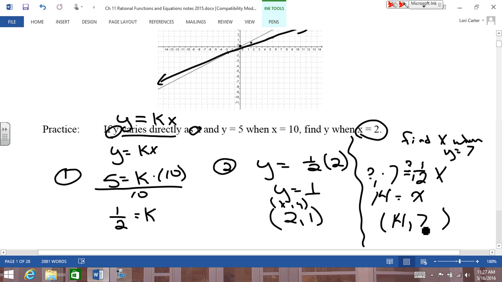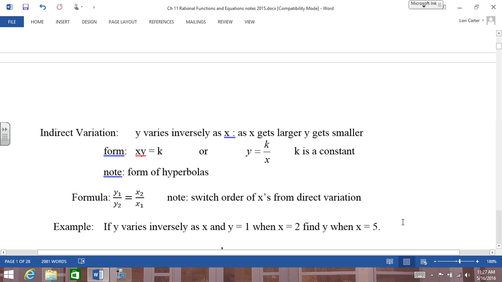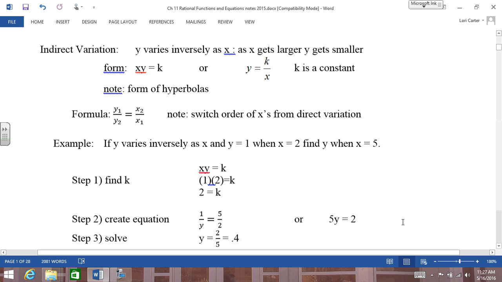What is that first number? It's a K. It's K1. Okay, good? All right, that's direct. The next one is indirect or inversely.